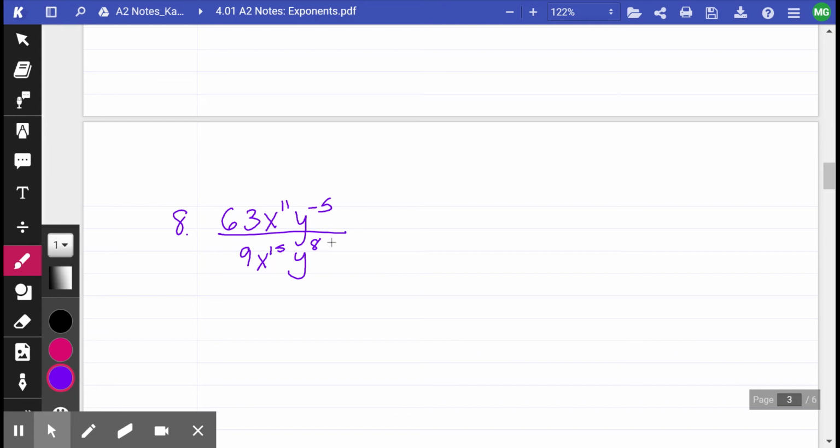All right, so here, the first thing I like to do is get rid of my negative exponents. So I always start with that every time. So 63 to the first power stays. X to the 11th, positive exponent, stays. Y to the negative 5th has a negative exponent, so that's going to go to the bottom and become positive. So going left to right, now I'm on the 9. 9 has a positive 1, so it's going to stay. X to the 15th, positive exponent, so it stays in the bottom. Y to the 8th, also positive, so that's going to stay.